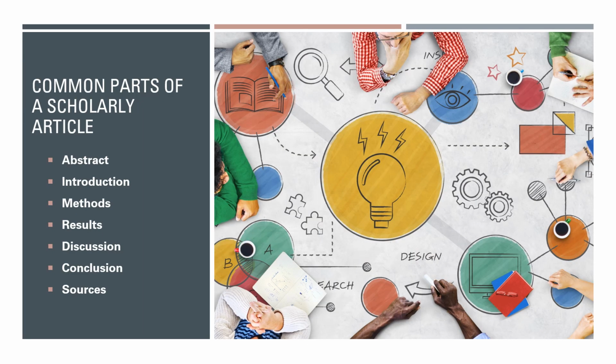Sometimes in college, you'll be required to do research for an assignment. Most of the time, this research will require you to read and reference scholarly articles. While this may seem intimidating at first, we can make the process of reading and understanding a scholarly article easier by breaking it down into its typical components. These components are abstract, introduction, methods, results, discussion, conclusion, and sources.